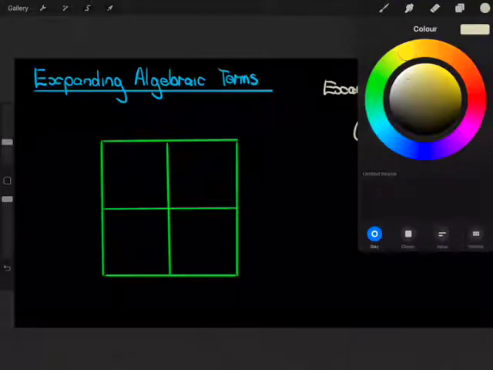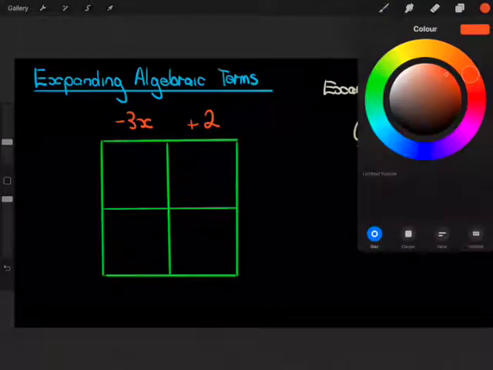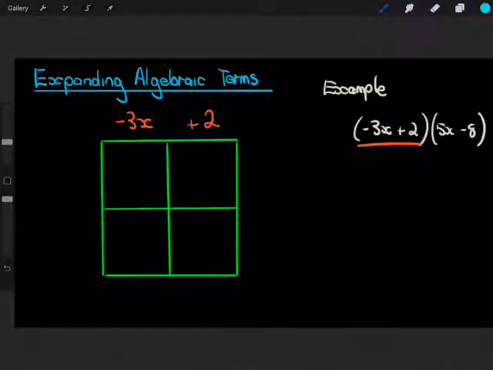Now, the idea of this method is, one of the brackets, and I'll choose this one, we write that across the top. So that's minus 3x. Now remember, the sign in front of the term stays with the term, and then plus 2. So there's my orange term. The other term, we'll make that a blue term, that's 5x minus 8. So I'm going to write that on the side, positive 5x, and then minus 8.